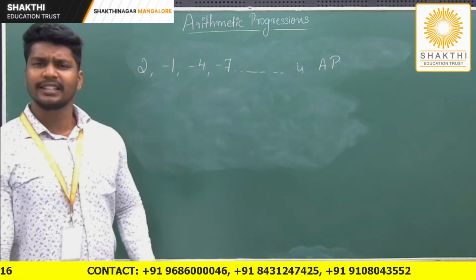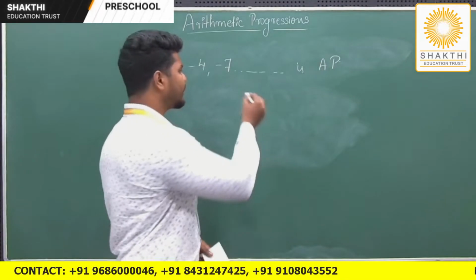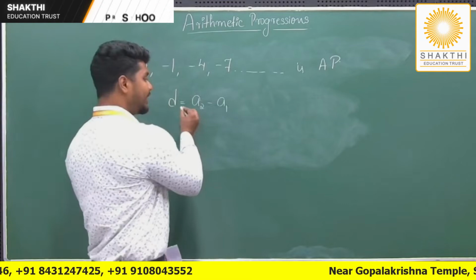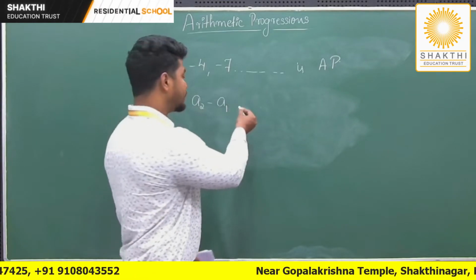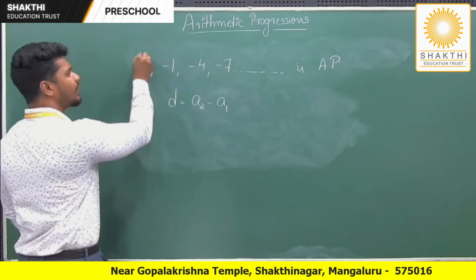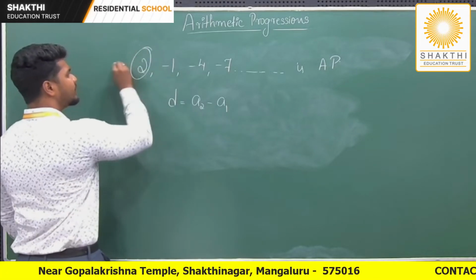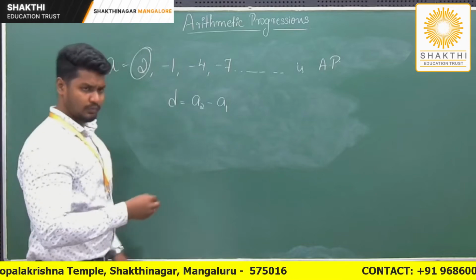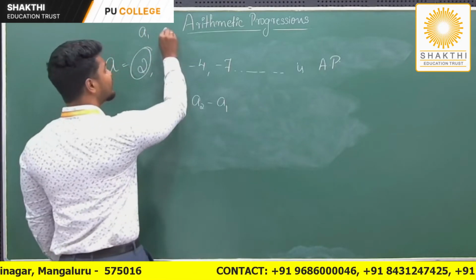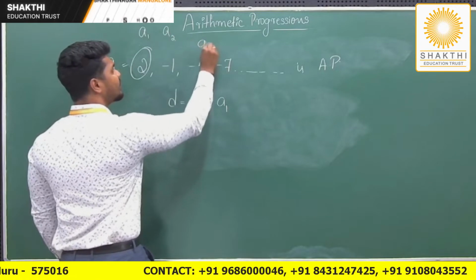Find the nth term, or for instance, first find the common difference. The common difference, denoted as D, is equal to A2 minus A1. I told you the first term is denoted by A, and here the value of A is 2. So A is equal to 2, where we number the terms as first term A1, A2, A3 and so on.